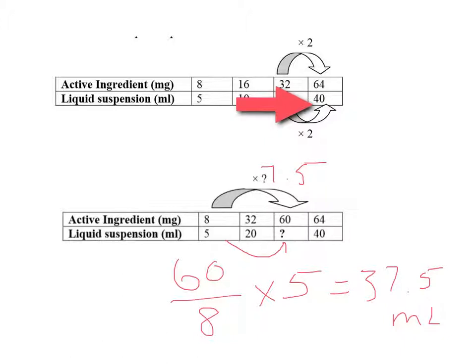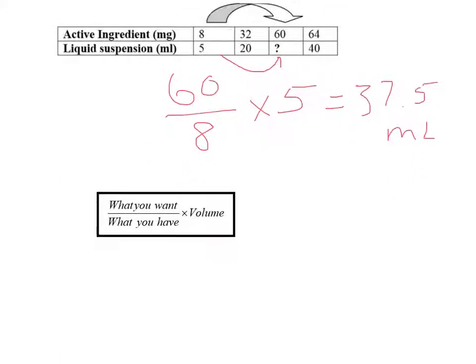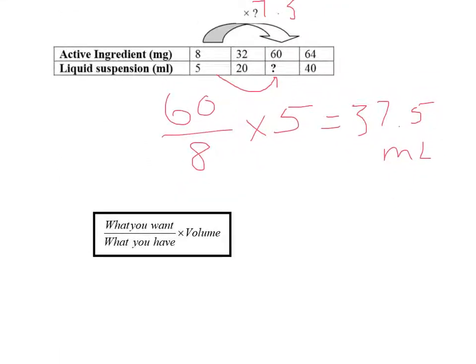Now that calculation that we've just worked out there, working out how many times bigger 60 is than 8, how many times bigger is what we want than what we have, and multiplying that times the suspension volume, you'll sometimes see that written as a formula: what you want over what you have times the volume that it comes in. Now memorizing and using a formula without thinking about what the numbers mean is very dangerous, because we need to be thinking about what a reasonable answer should be before we start the calculation.